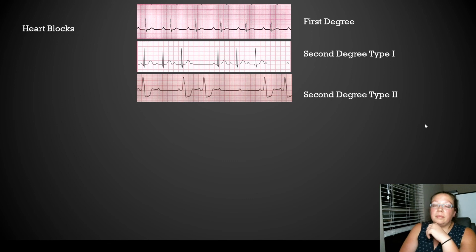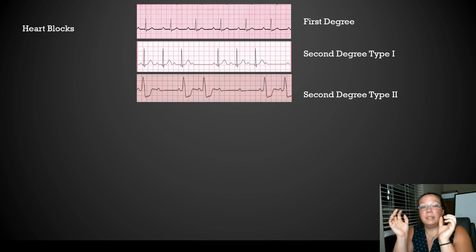Type 2, that's where P is at home every single time, and he doesn't know when QRS is going to come home. QRS comes home to P one night, second night, and then all of a sudden he just doesn't come home. And it's sporadic. P is at home. QRS comes home on time, QRS comes home on time, and then all of a sudden he doesn't come home.